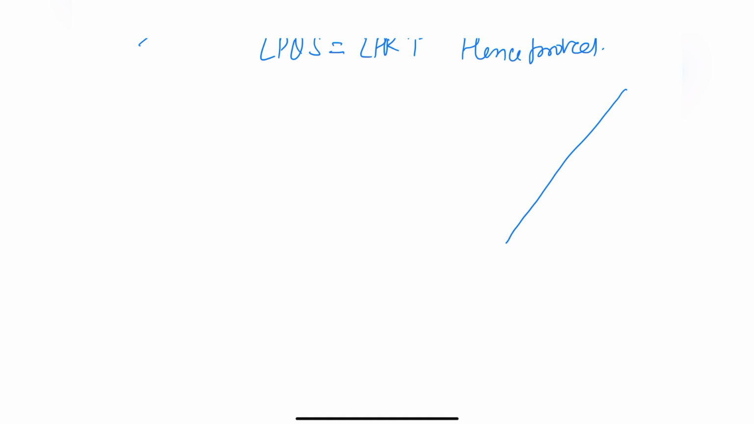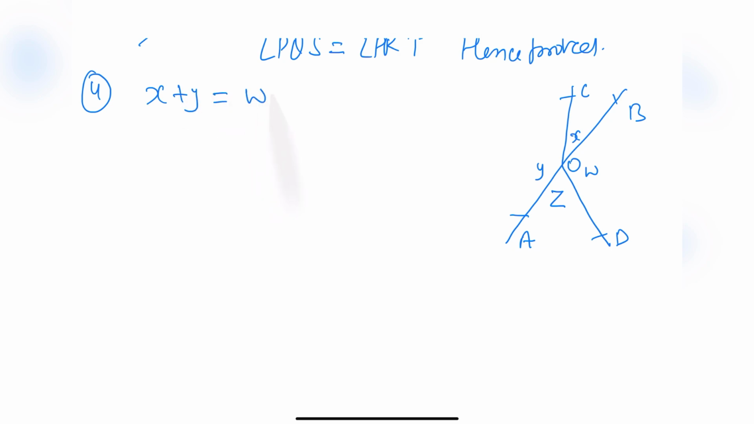Now we have the next question. Fourth one, we have given this figure with A, O, B, C, D, and markings X, Y, W, Z. Here in question number 4, X plus Y is equal to W plus Z. It is given. We have to prove that AOB is a line.